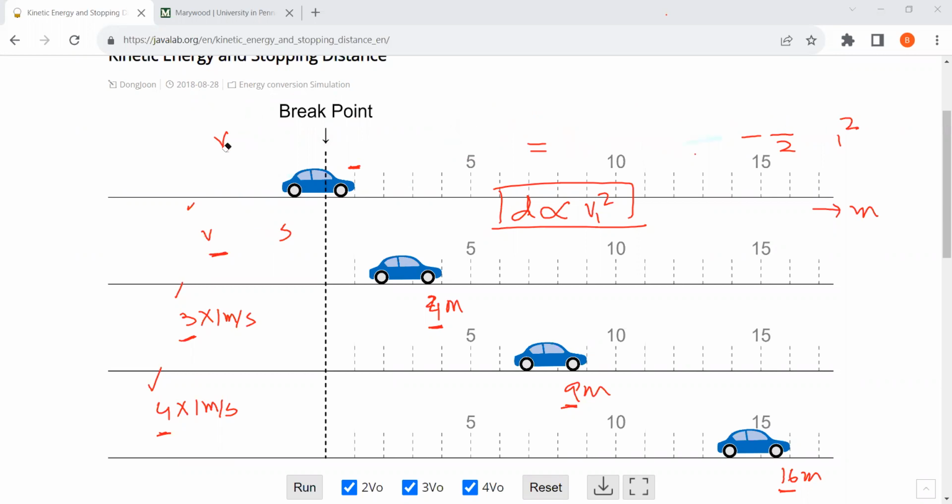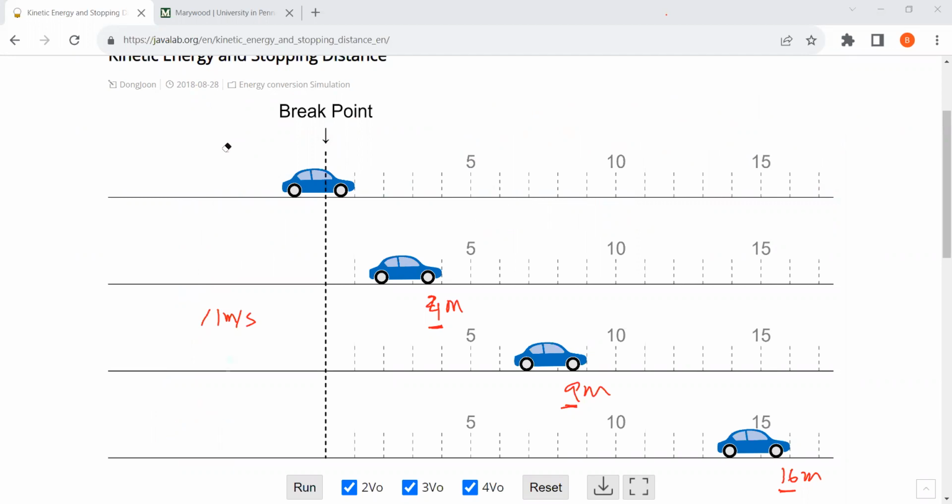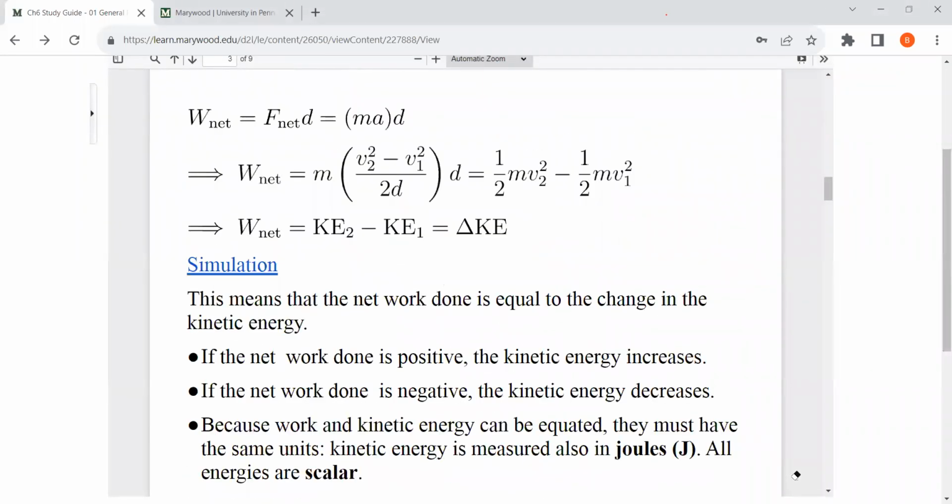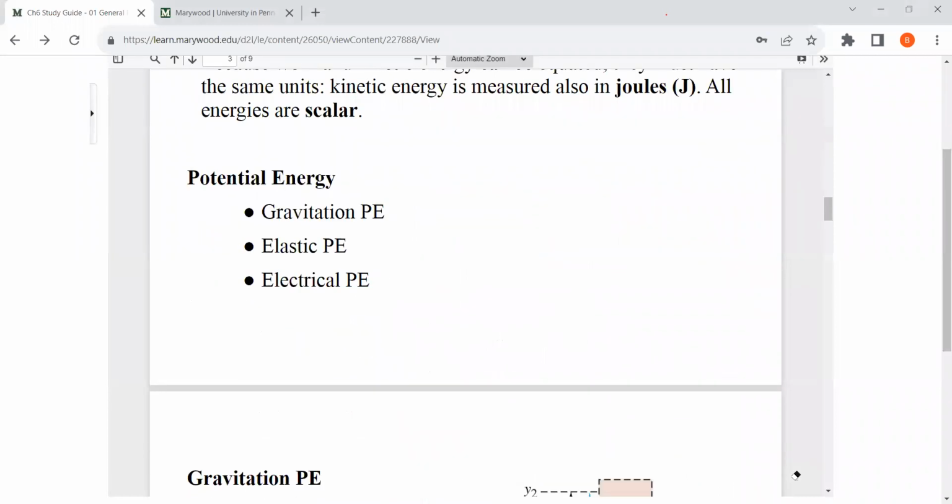Now, the next thing I'm going to talk about is potential energy. There are 3 types of potential energy we are going to learn in physics 1 and physics 2. In physics 1, we are learning gravitational potential energy and elastic potential energy in this course, and electric potential energy in physics 2.